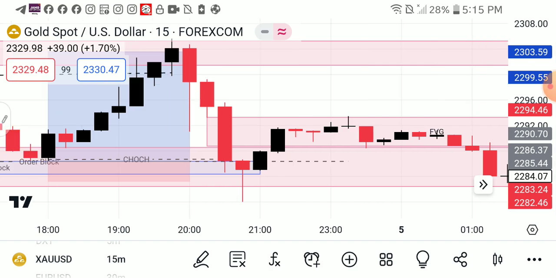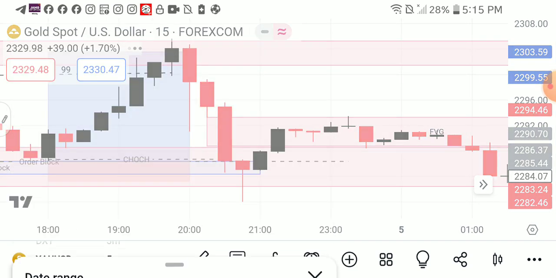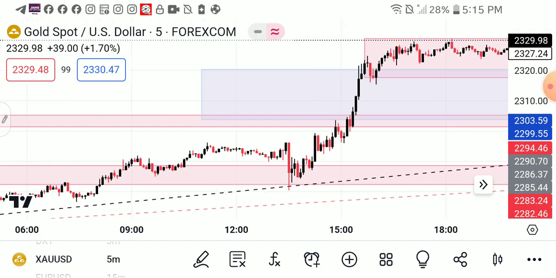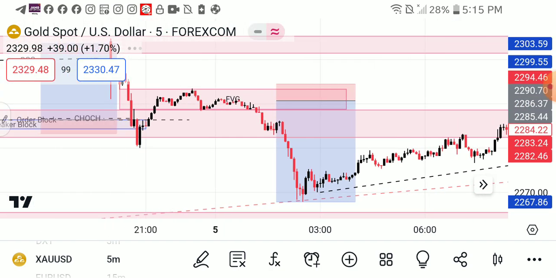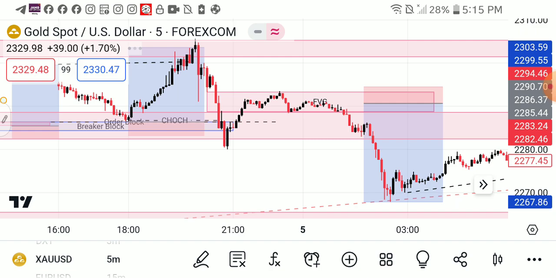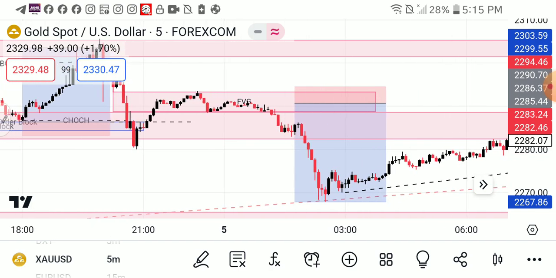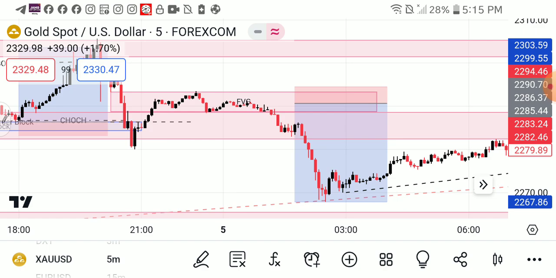So let me drop down to the 5-minute chart because that's where I took my entry. What was I expecting? I was expecting price to tap into that fair value gap. You see it, after the change of character, price dropped into the fair value gap and dropped evenly. Very, very simple models using breaker blocks, order blocks, and fair value gap.